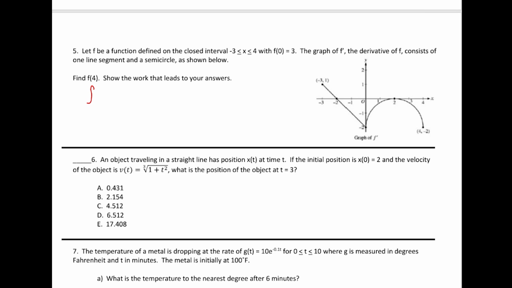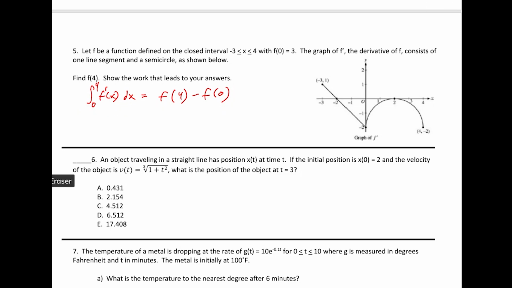The integral of f prime of x dx from 0 to 4 is going to equal f of 4 minus f of 0. So we're looking for f of 4, and we are going to be able to find this integral by looking at the area bounded by the curve and the x-axis on the graph. And f of 0 was given, right? That's just 3. So the challenge here is just going to be finding that area.